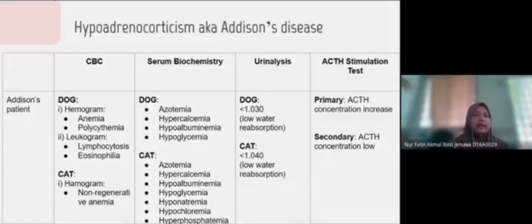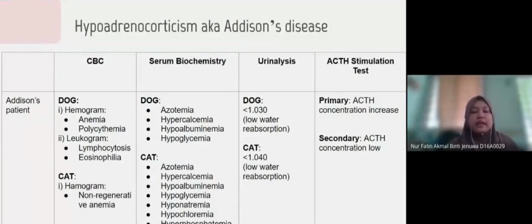While for the secondary hypoadrenocorticism, the ACTH concentration will be low, because secondary hypoadrenocorticism happens if there is an injury or problem on the pituitary gland that causes the ACTH to be reduced. So for the hypoadrenocorticism in the cat, I will pass to Alia Inshira.